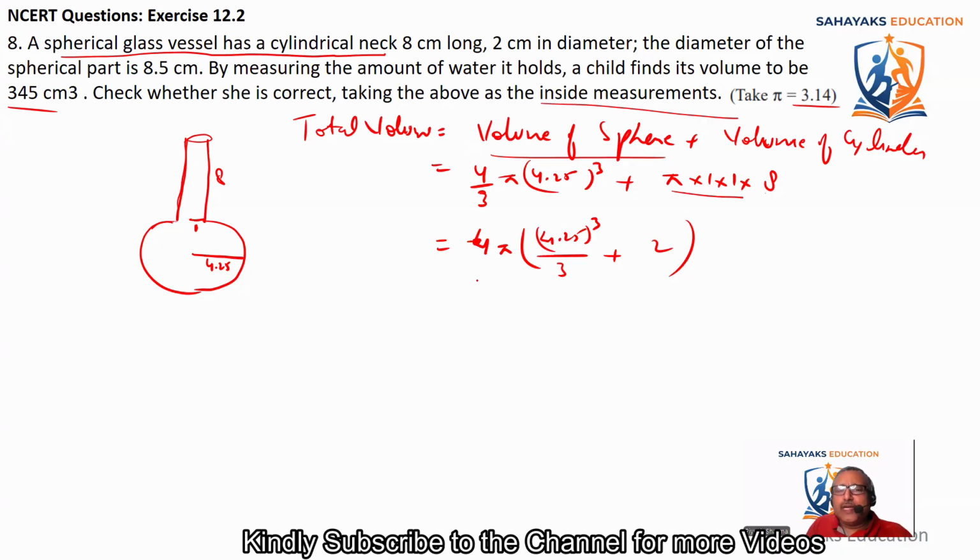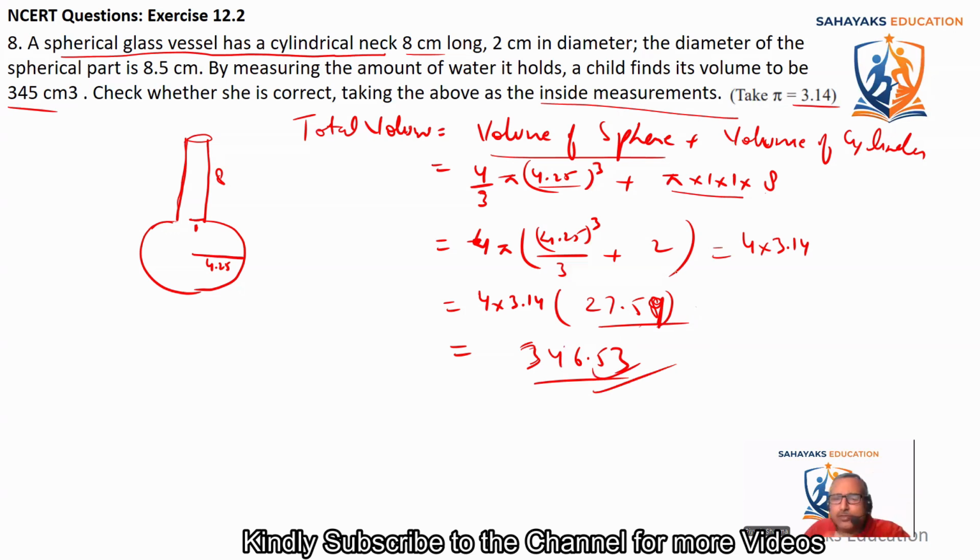Let's find out if the value comes out. What is the value of this? So what is 4.25 cube? 4.25 multiplied by 4.25 multiplied by 4.25 comes out to 76.7656. And then we divide it by 3. It comes out to 25.58. So 4 into 3.14. Okay. And this comes out to be 27.58. Okay, I'll just say 27.59. It comes out to be 346.53. So she has done a correct job, actually, I should say.